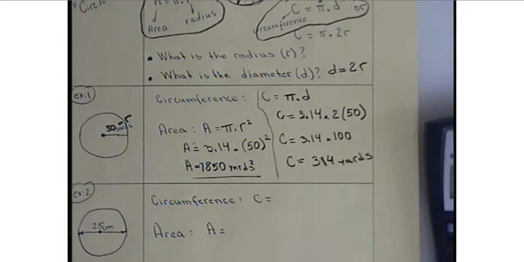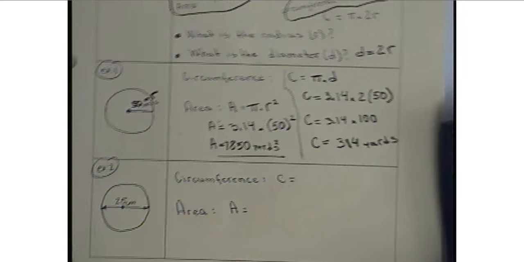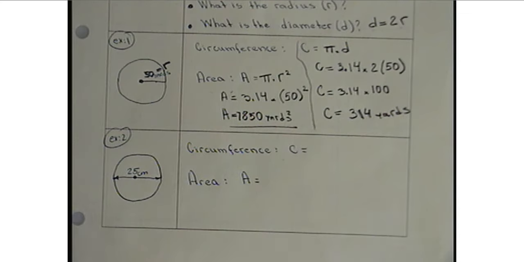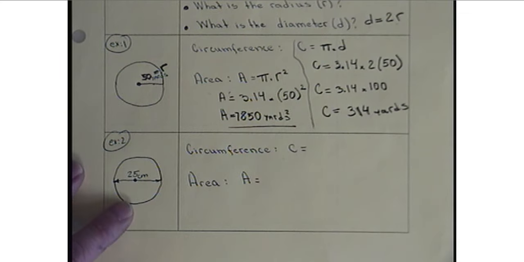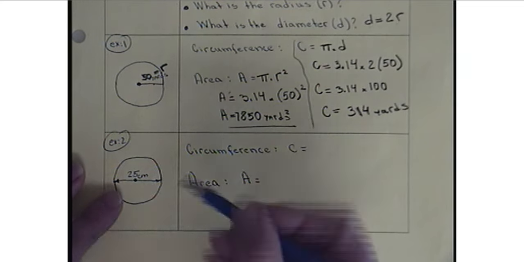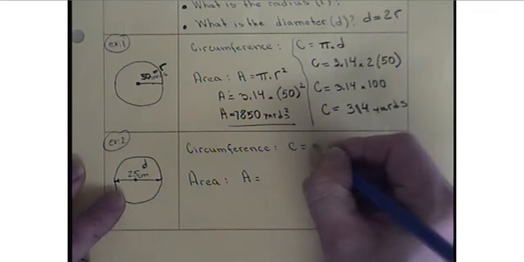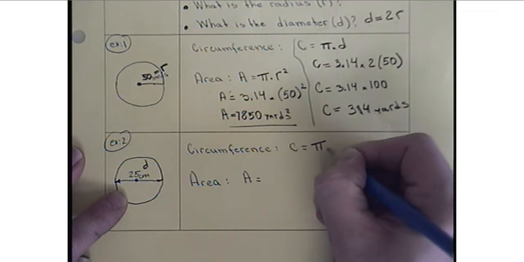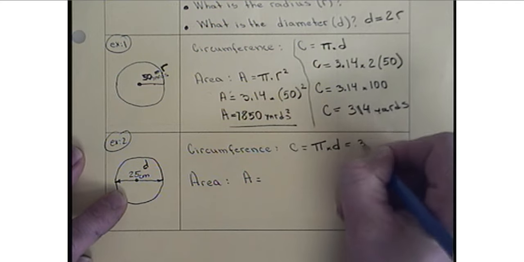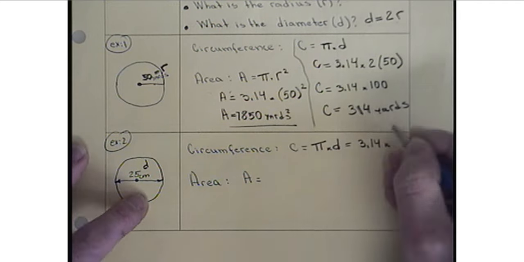Alright, so let's take a look at another example. Next example, it's a little bit different than this one. So we have a given diameter of the circle. So we know d, this is d, the diameter is 25 centimeters. Well, the circumference formula is pi times d, which is 3.14 times 25.